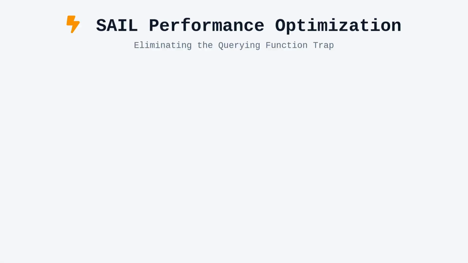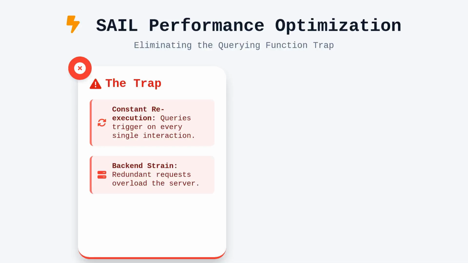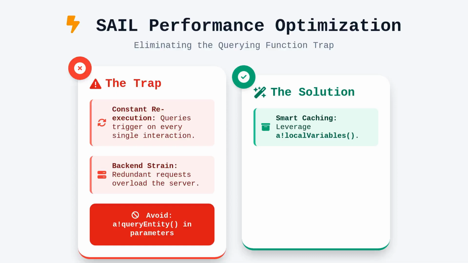Another common performance trap involves the misuse of querying functions inside SAIL expressions. Because SAIL is rendered every time a user interacts with a component, any query included in an interface component is re-executed if it is part of an evaluating expression. To optimize this, leverage local variables with the a!localVariables function to cache query results rather than placing the a!queryEntity function directly inside a component's parameter.